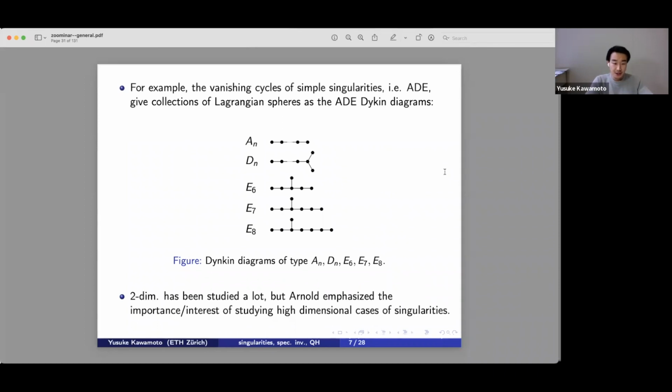So the complex two-dimensional case, algebraic surfaces, has been studied a lot in algebraic geometry, but Arnold actually emphasized the importance and interest of studying high-dimensional cases. High-dimensional cases are difficult to study in algebraic geometry because of the lack of methods. They study a lot the 2 and 3 folds, but it's difficult to say something about high-dimensional algebraic varieties.